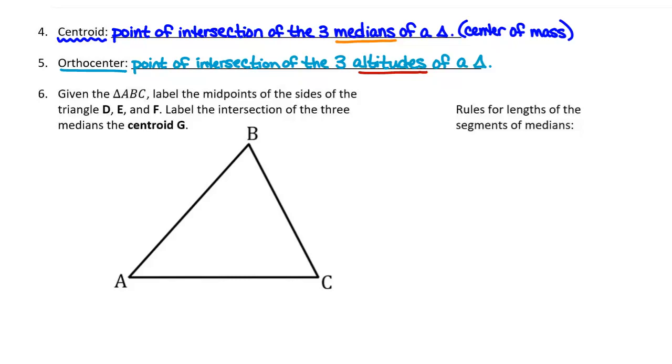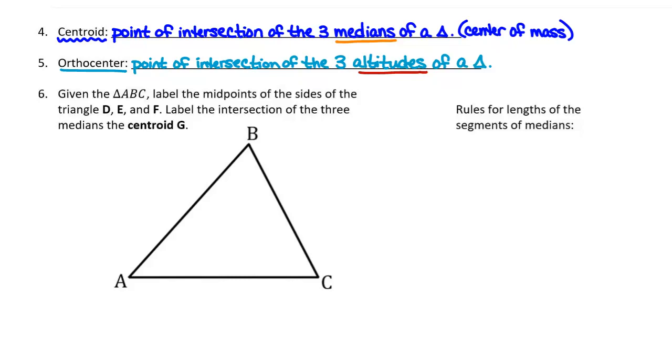And then we added these other 2 vocabulary words, centroid and orthocenter. When I draw in all 3 medians of a triangle, vertex to the opposite side midpoint for each of my 3 vertices and each of my 3 sides, we call where they intersect each other the centroid. Where my 3 altitudes intersect each other, we call the orthocenter.